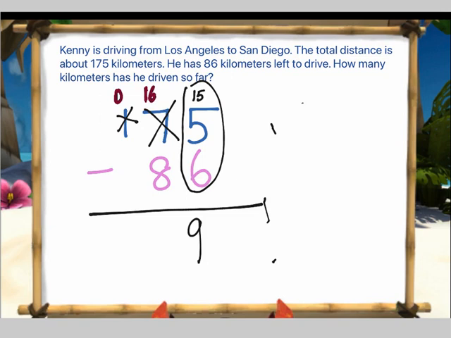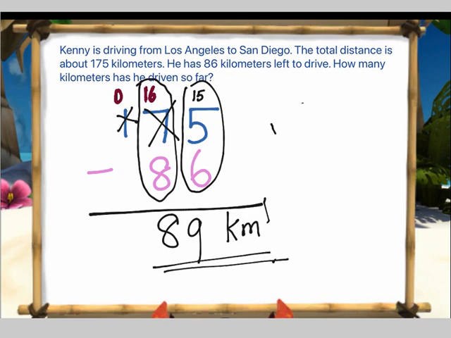Now let me subtract this column. 16 minus 8. We know the value is 8. So the answer is 89 kilometers.